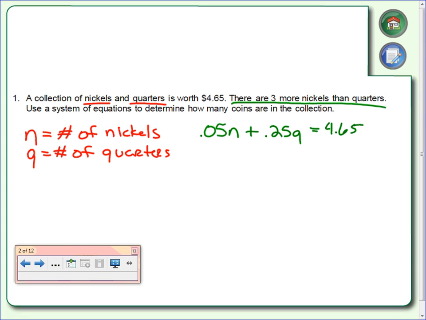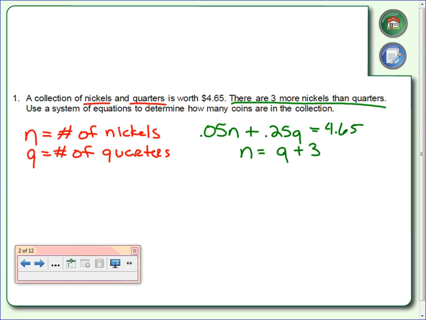There are more nickels. So we're going to come over here and say that the number of nickels is equal to however many quarters I have plus 3 more, because it says 3 more. So we're going to take the number of quarters, add 3 to that, and that'll give me how many nickels I have in my collection. There's 3 more nickels than there are quarters. So I now have my system.